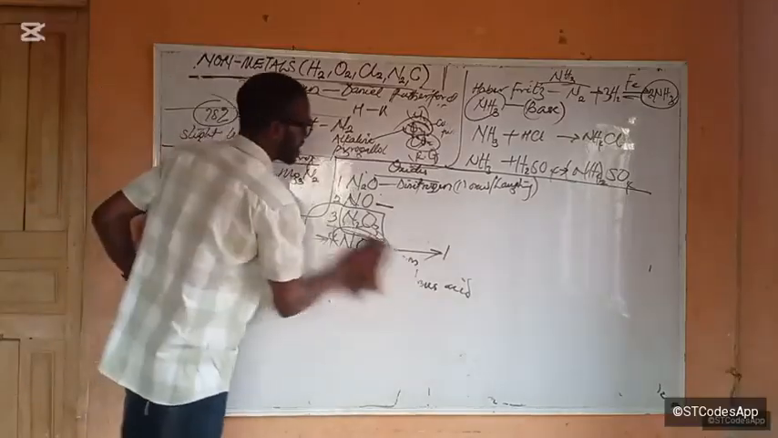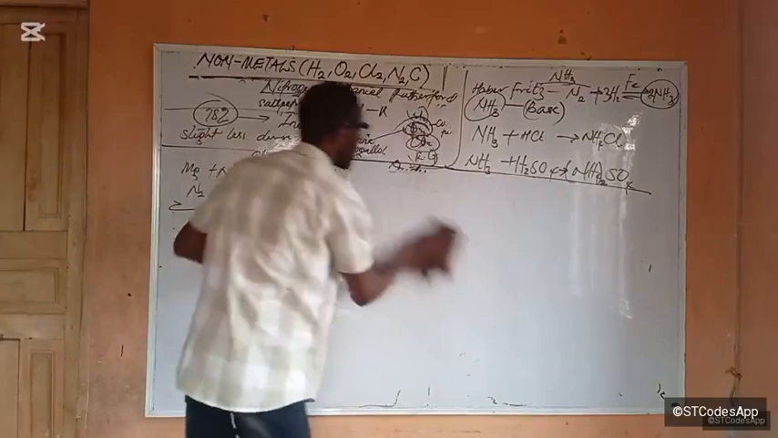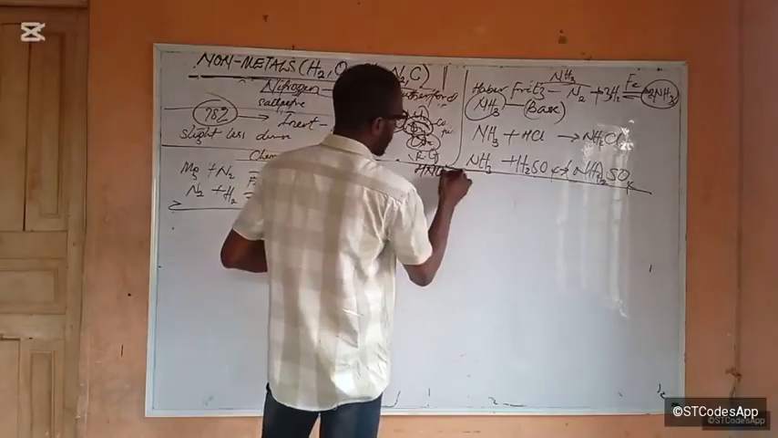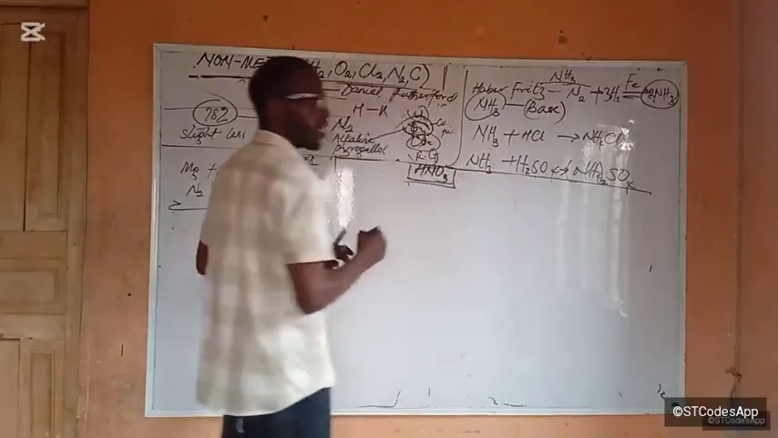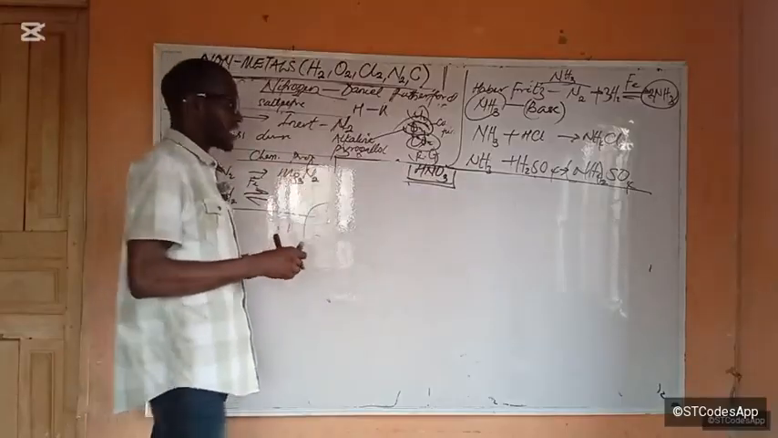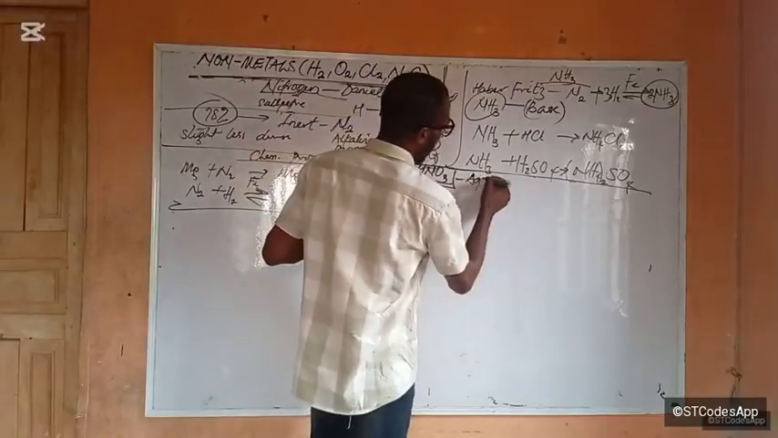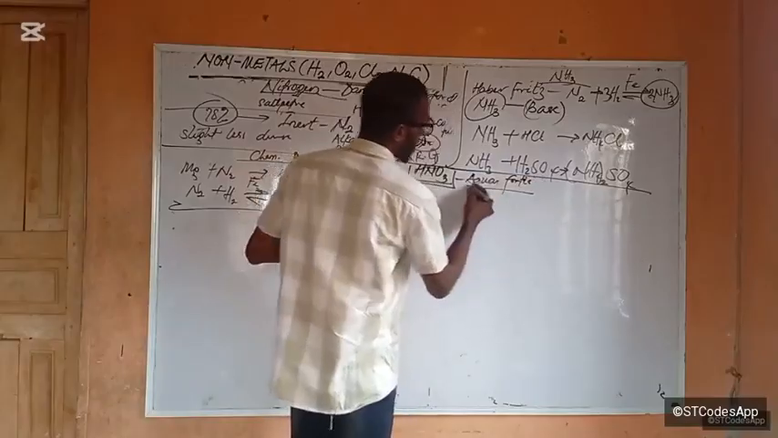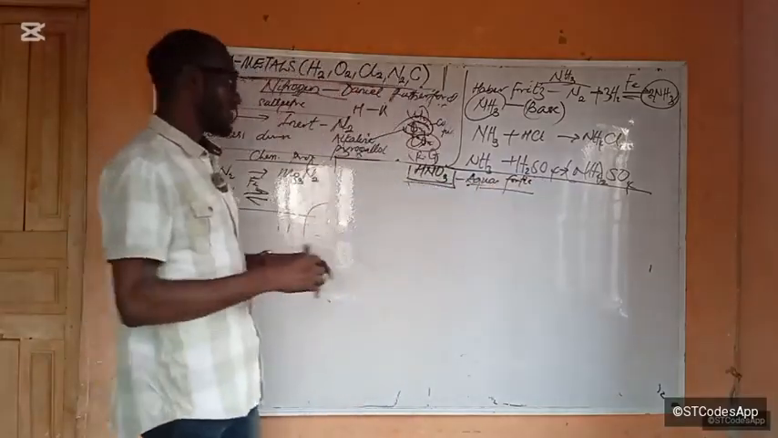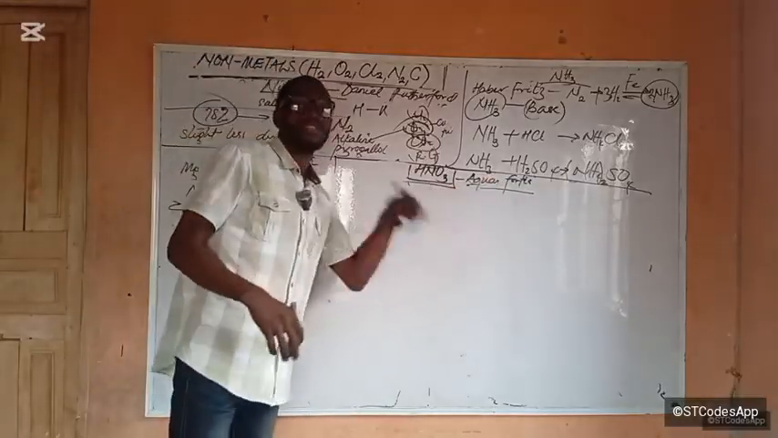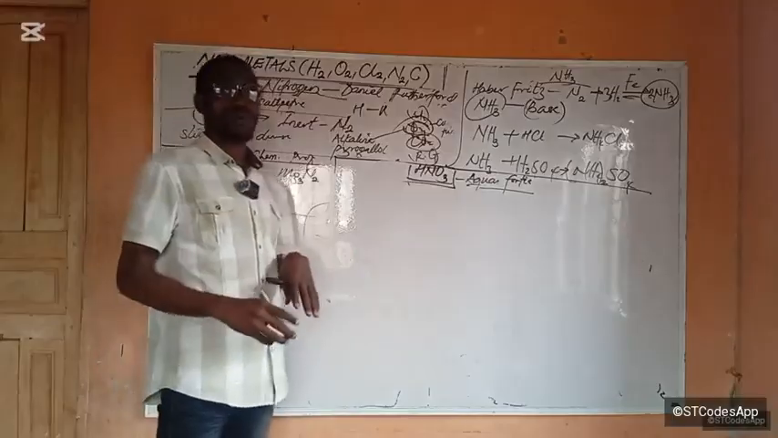Now, let's talk about the nitrates. Let's talk about HNO3. HNO3 is a very strong acid. This one is called aqua fortis, which means strong water. It is very soluble in water. It means it can also be used to perform what?